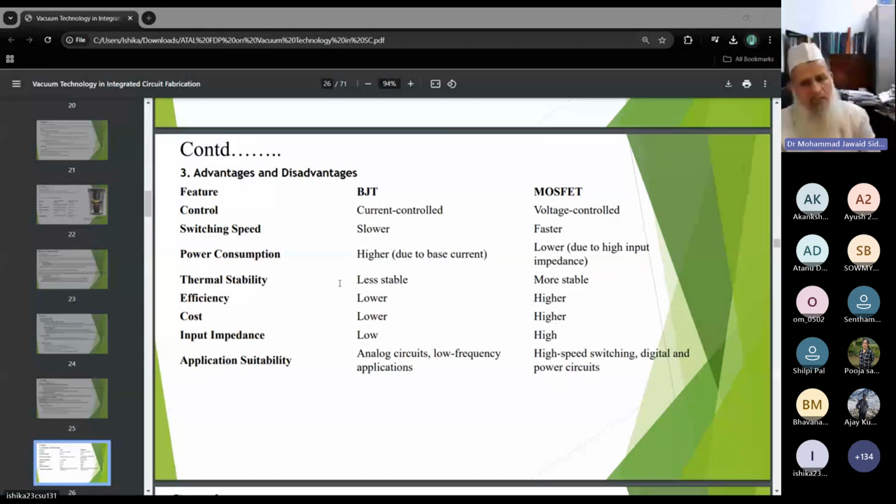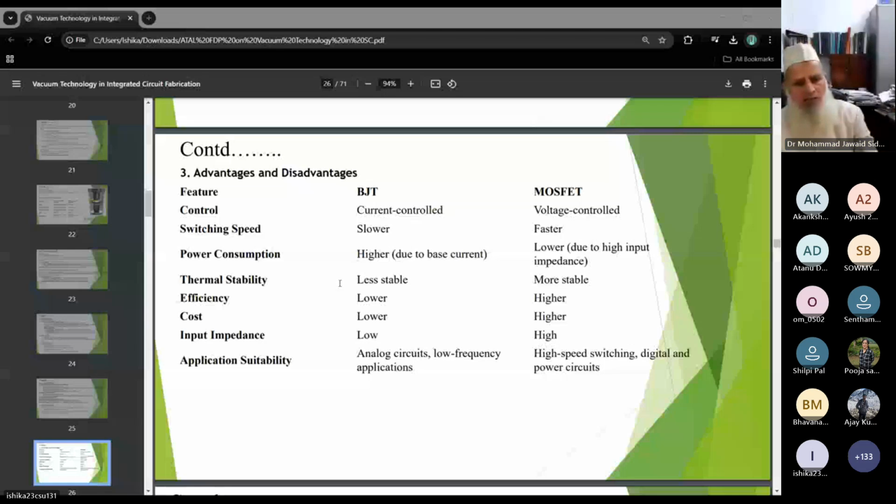Power consumption is higher in the BJT because of the base current, and in case of the MOSFET, it is low due to high input impedance. Because between the gate and channel we have the insulating layer, so gate current is almost zero. So that has the high impedance, so it is power efficient. Thermal stability in case of MOSFET is good.